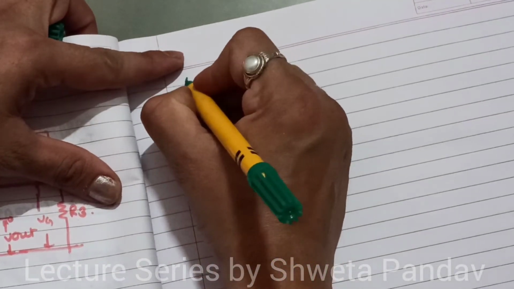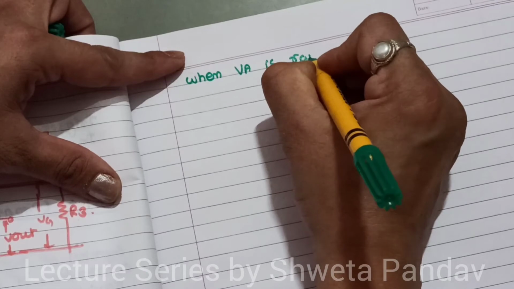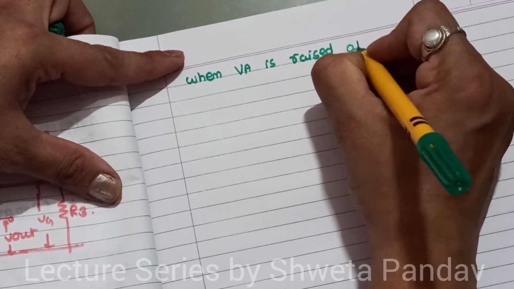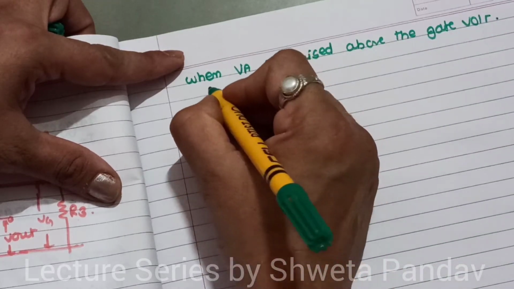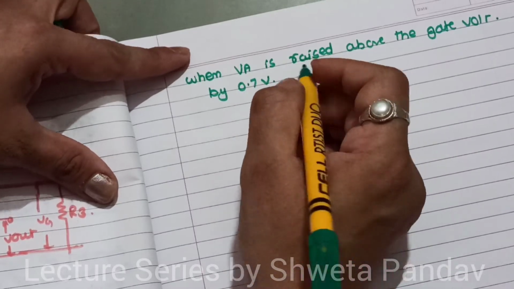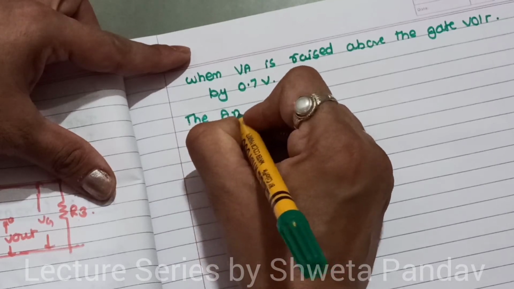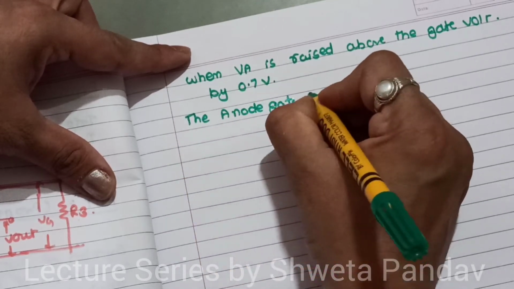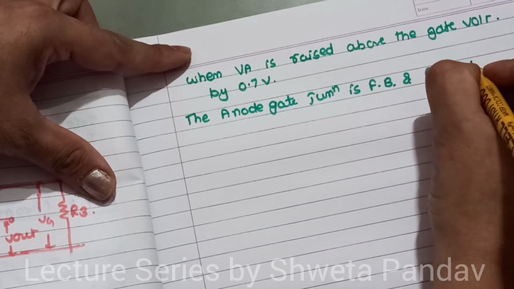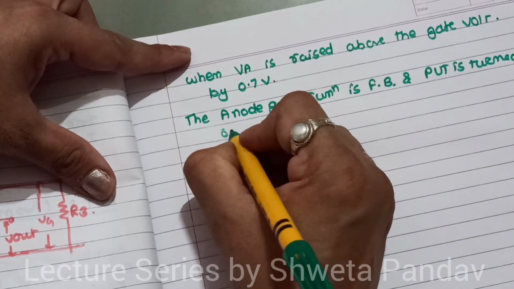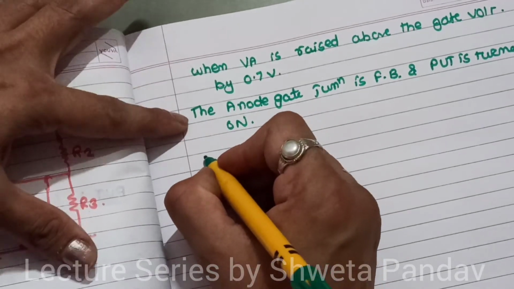Okay. Now see, when anode voltage VA is raised above the gate voltage by 0.7 volt, the anode gate junction is forward biased and PUT is turned on. Okay, this value of anode gate voltage is called as peak voltage.